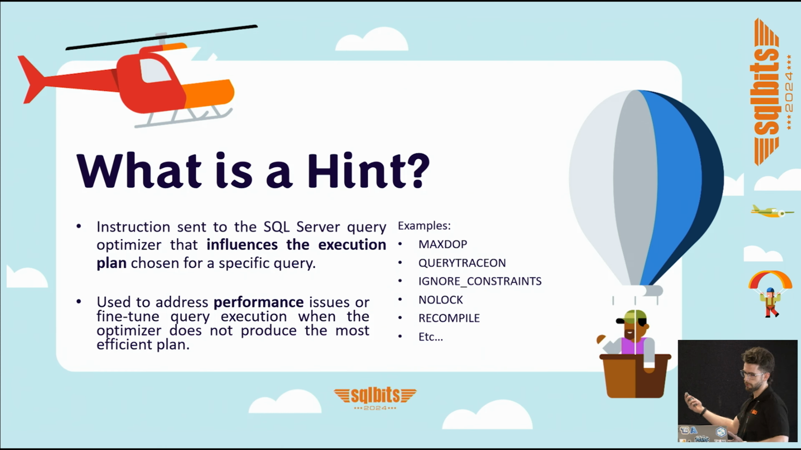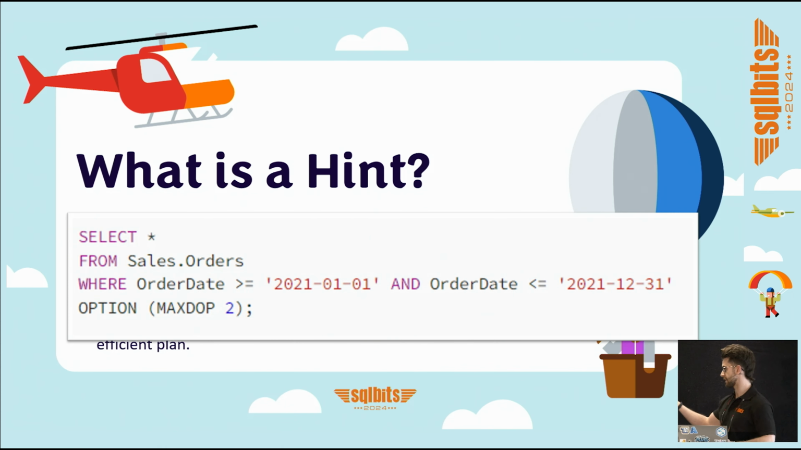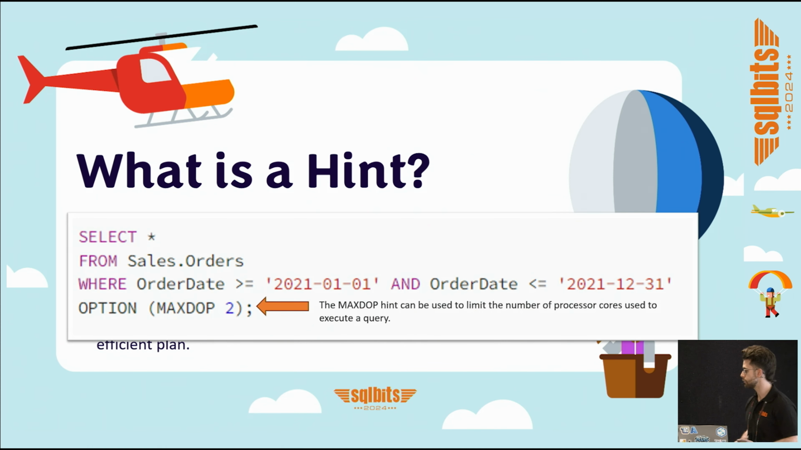For example, NOLOCK for reducing locking contention, RECOMPILE to regenerate a new execution plan after a query execution, and there are a lot more hints of this kind that change the query behavior to your needs, whether it's to get better performance or just better application behavior. In this query, I'm applying a hint, MAXDOP 2, which limits the number of processor cores used to execute this query. It's this kind of behavior that we change when we are using a hint.